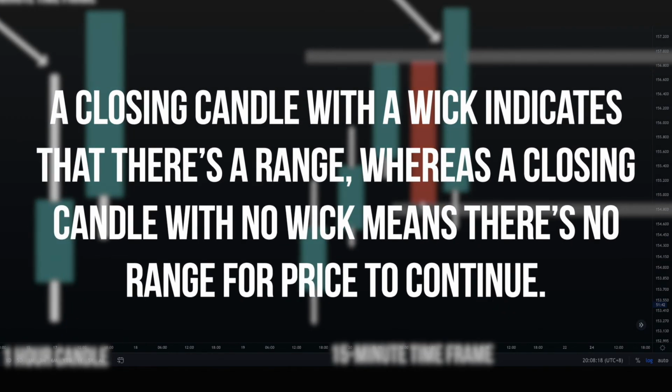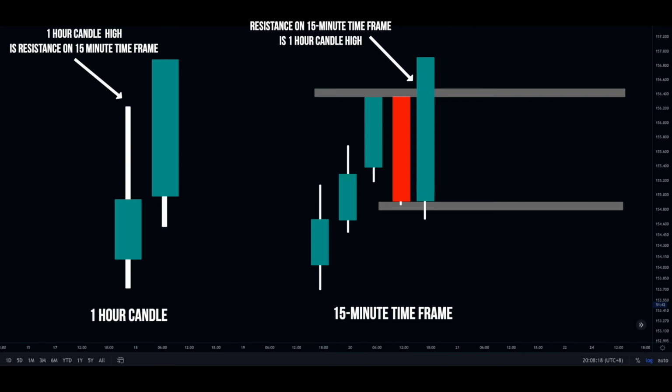In conclusion, a closing candle with a wick indicates that there's a range, whereas a closing candle with no wick means there's no range for price to continue. In the example of the uptrend, there's no buys because there's no range for price to fill. Price is halted at resistance. We only seek buys once price breaks the resistance.